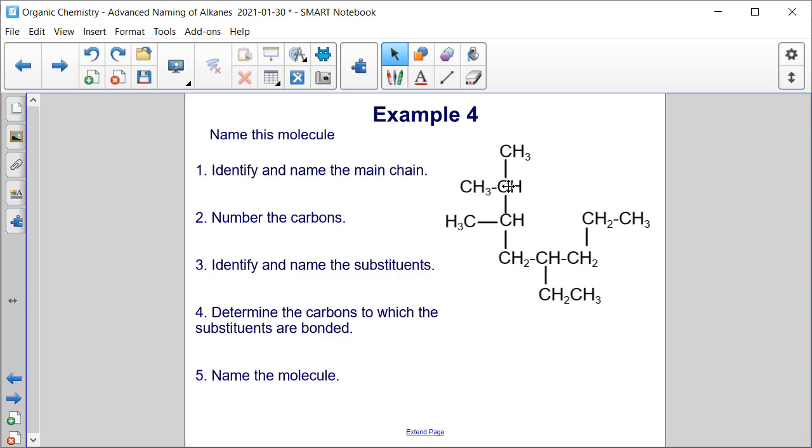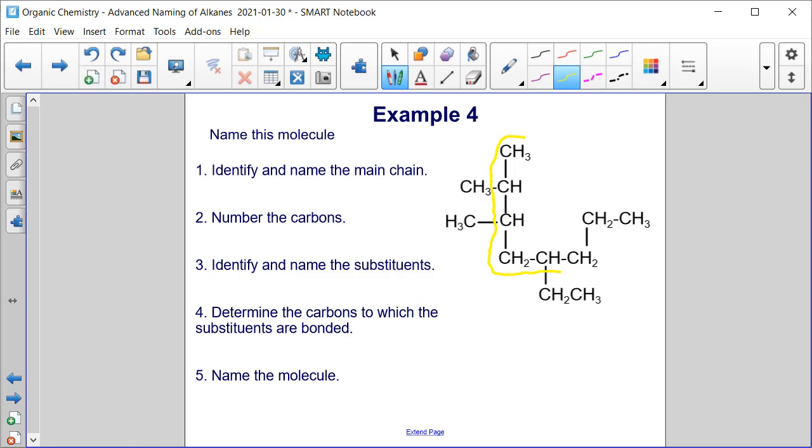So I could go 1, 2, 3. That's obviously not the longest chain, right? I could say 1, 2, 3, 4. Also not the longest chain. 1, 2, 3, 4, 5, 6, 7. That's not the longest chain. 1, 2, 3, 4, 5, 6, 7, 8. That is the longest chain. So it's a little bit long and windy, but this 8 carbon chain is the longest one in the molecule.